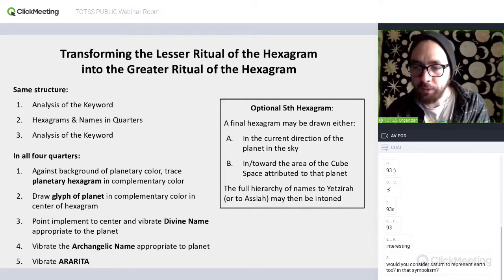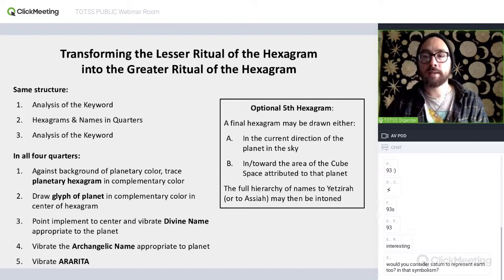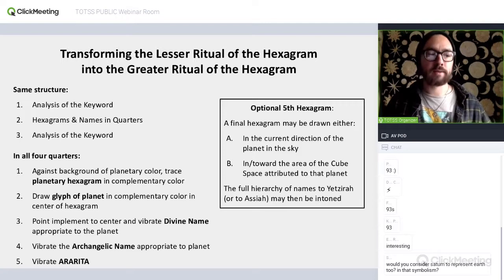Starlet had a question. Starlet says, would you consider Saturn to represent Earth too in that symbolism? Not in that symbolism. So Saturn, actually, and I'm glad you asked that question, because for the purposes of what we're doing, not just today, but in this whole course, we're concerning ourselves with the planets as attributed to the Sephiroth and the planets in their cosmological functions.